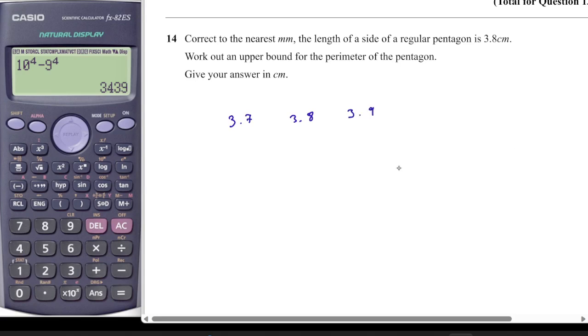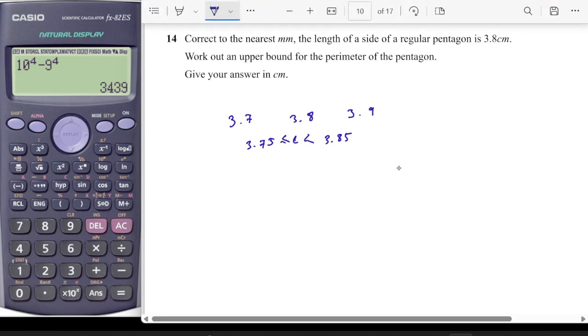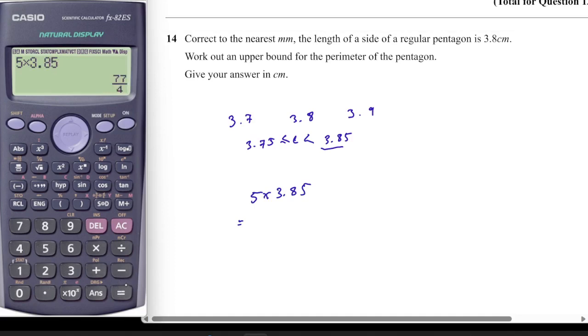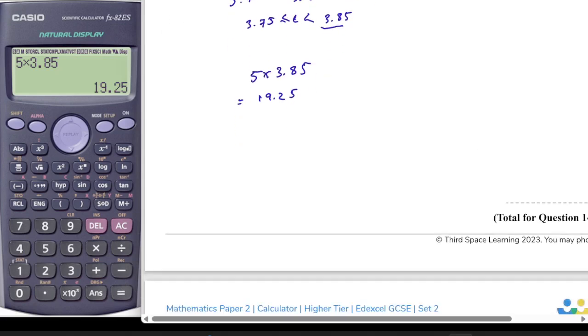We don't need the lower bound, so it's a bit irrelevant me talking about it, but the lower bound would be 3.75 and the upper bound would be 3.85. We only want the upper bound though. So the upper bound for the perimeter of the pentagon is going to be 5 times 3.85, which gives me 77 over 4, which is 19.25. Giving your answer in centimetres, we kept it in centimetres, so we're looking at 19.25.